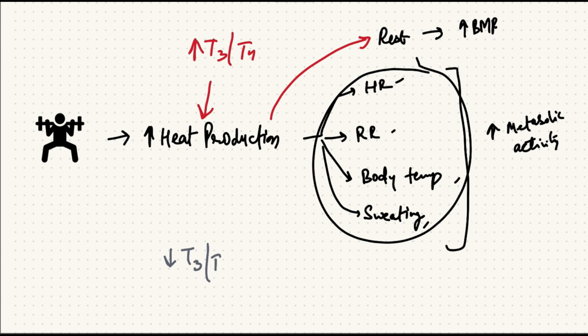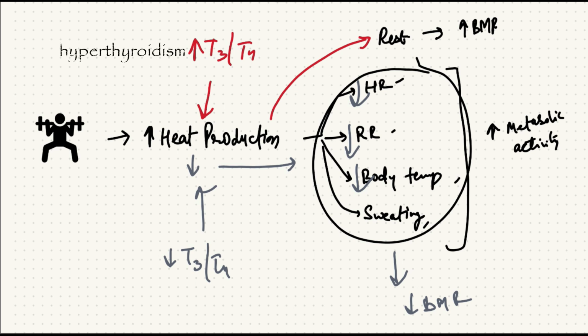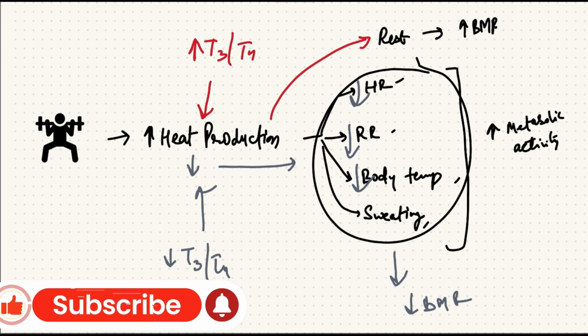So what happens in hypothyroidism? There is a decrease in heat production, and because of this, there are decreased body activities like decreased heart rate, decreased respiratory rate, and decreased body temperature. These activities indicate there is a decrease in BMR. So in hypothyroidism, there is a decrease in BMR due to decreased body activities at rest. And in hyperthyroidism, there is increased BMR because of increased body activities at the resting state. I hope this is clear now.